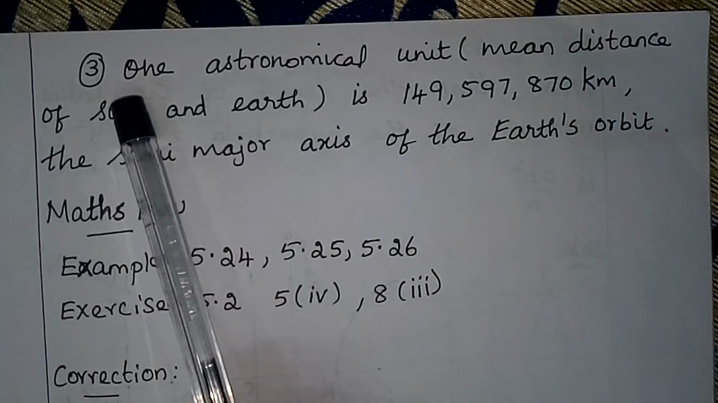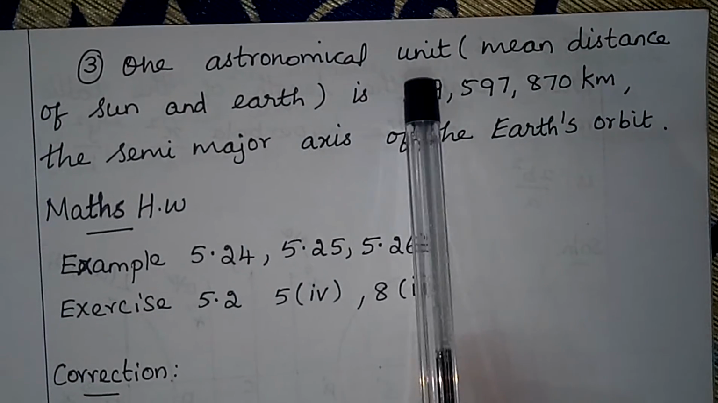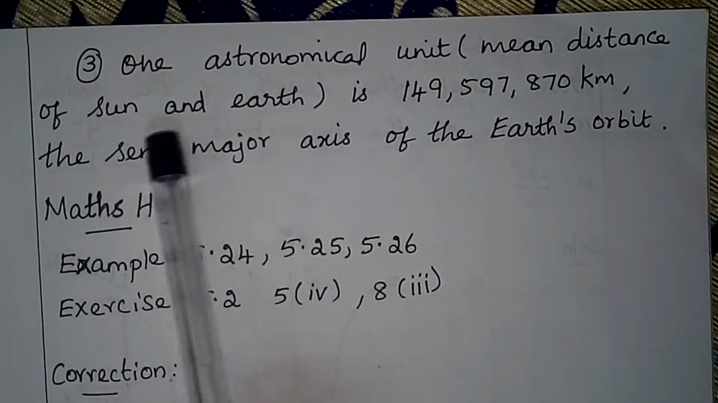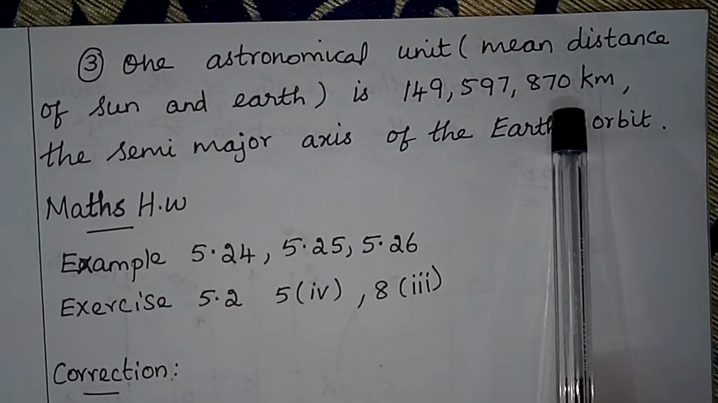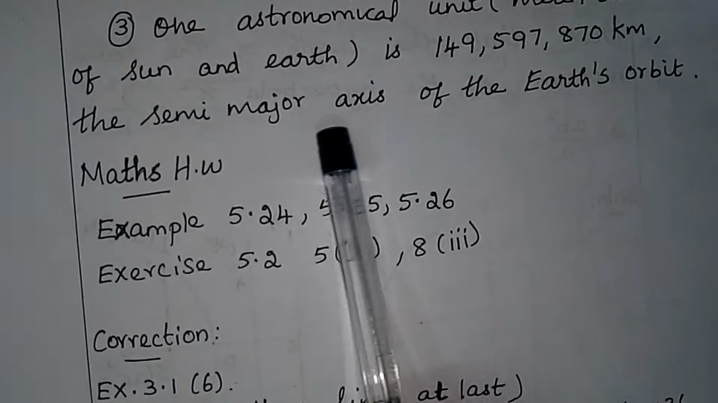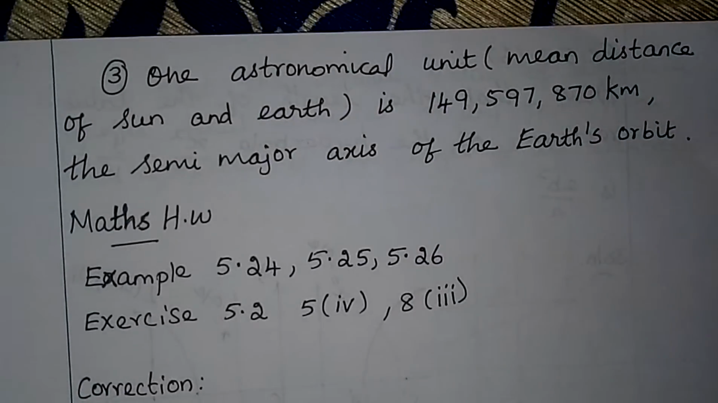Next point, 1 astronomical unit means the distance between the sun and the earth. Its value is given like this, and this is the semi-major axis of the Earth's orbit.